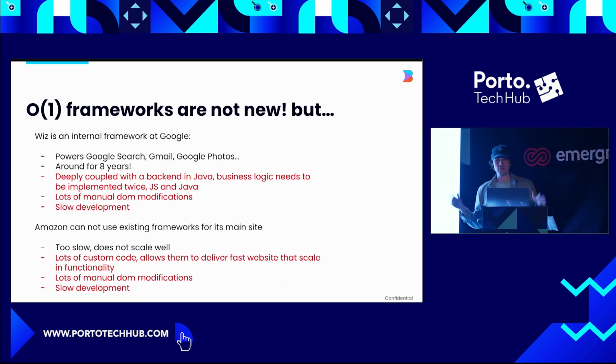O(1) frameworks are not new. There is an internal framework used at Google, and it powers the biggest customer-facing applications, like Google Search, Gmail, Google Photos, extremely complex applications that need to be extremely fast. It's been around for 8 years, but again, you are making a trade-off. Even Google is making a trade-off here. They are not using this tool for every application they have. They are only using it for those because the developer experience is still not comparable to that of other frameworks.